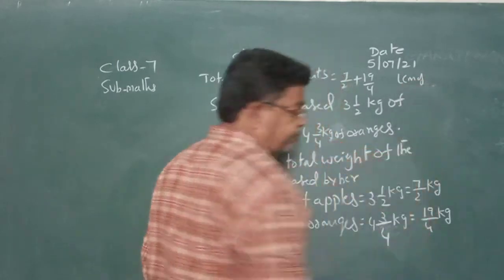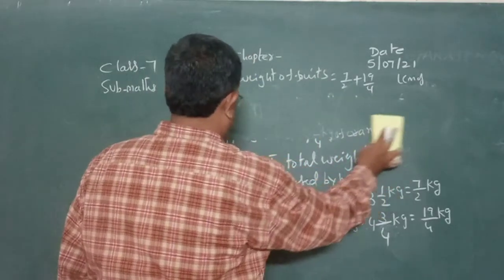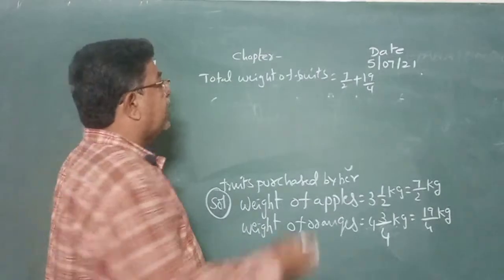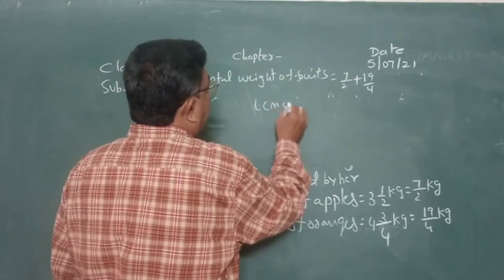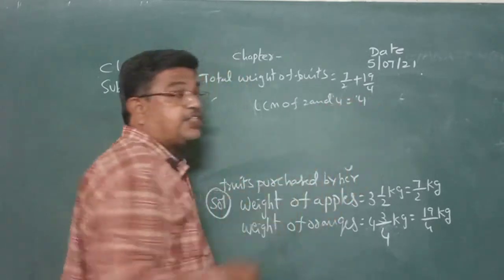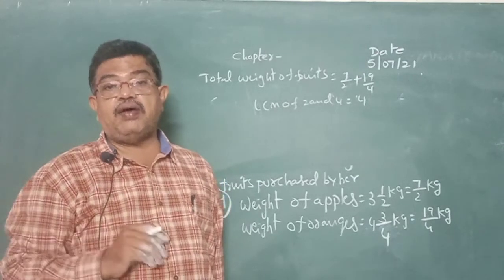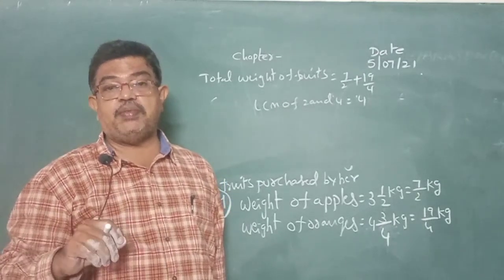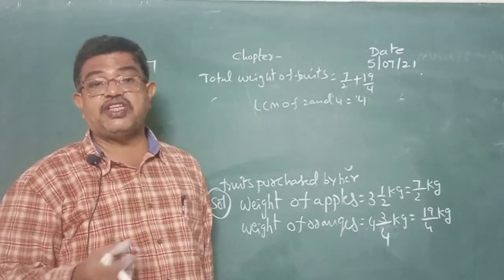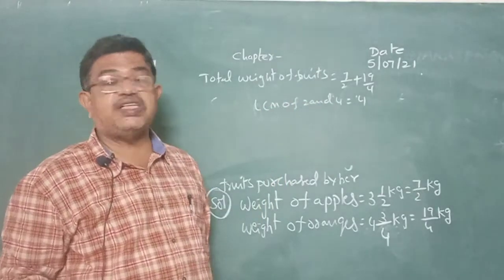LCM of 2 and 4 is 4, because 4 is a multiple of 2. Whenever you are finding LCM, one is a smaller number, the other one is a bigger number. You want to observe whether the bigger number is a multiple of the smaller number or not. Here 4 is a multiple of 2, therefore 4 is the LCM.